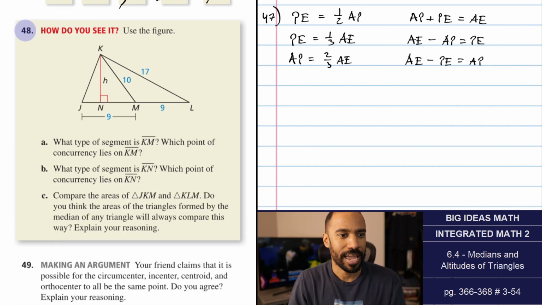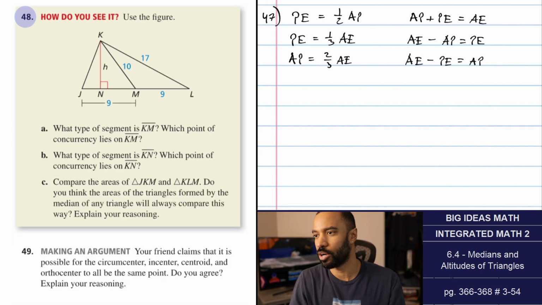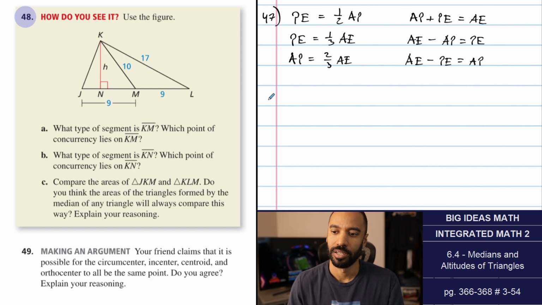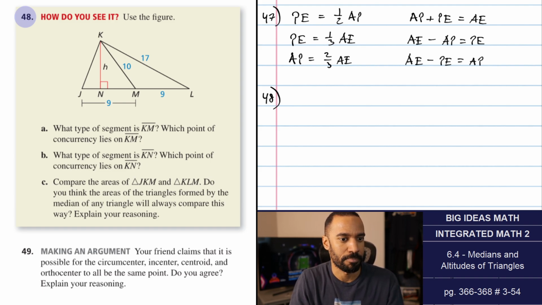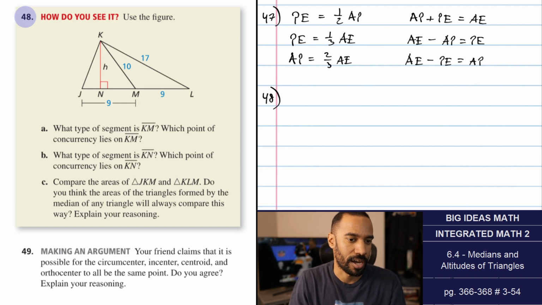All right, number 48. There's parts A, B, and C. Use the figure, and let's answer how we see it. Let's see what they're asking. So we got a figure. We got a lot of different things. I can imagine some big things going down. What type of segment is KM? Which point of concurrency lies on KM?